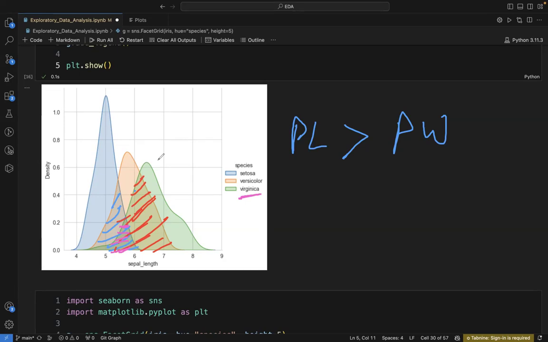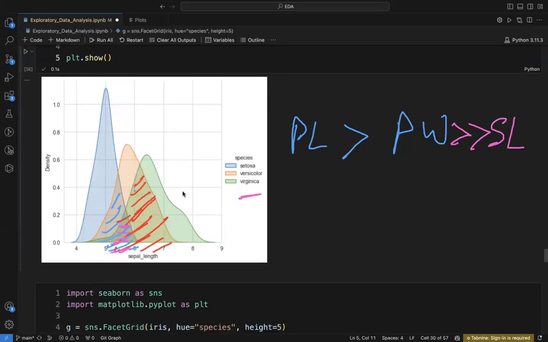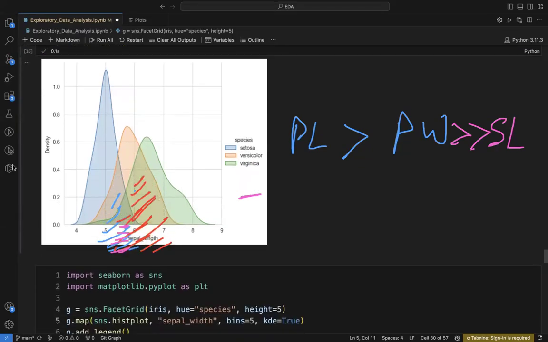So sepal length, if I have to pick, so till now we have seen that petal length is better than my petal width. Now this petal width is, I can say, much better than my sepal length. Much better than my sepal length. Now let's go and see sepal width. We have seen sepal length. Now let's see sepal width.